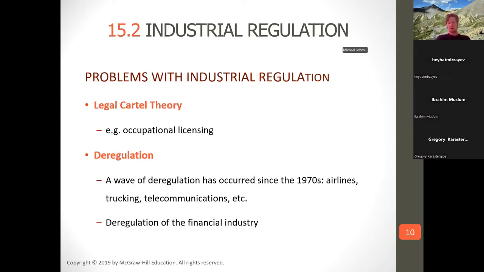So industrial regulation has problems, including legal cartel theory. That would provide occupational licensing. So companies could work together, coordinate and set prices to maximize profits across the industry. And then deregulation. Deregulation has occurred since the 1970s in airlines, trucking, telecommunications, etc.